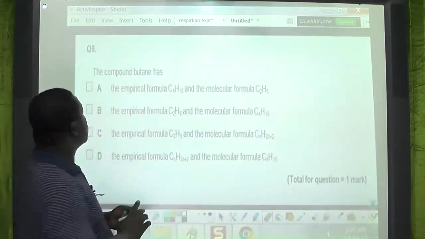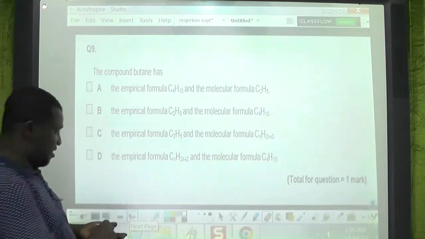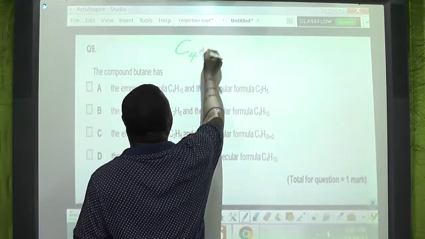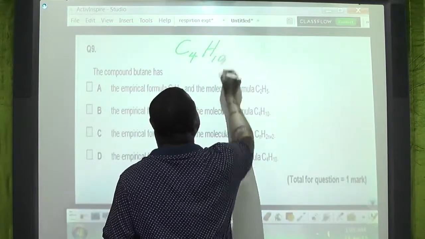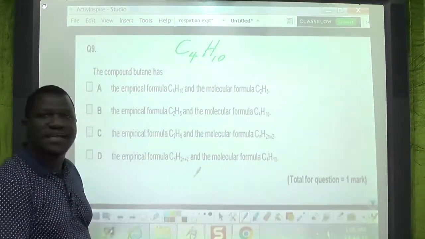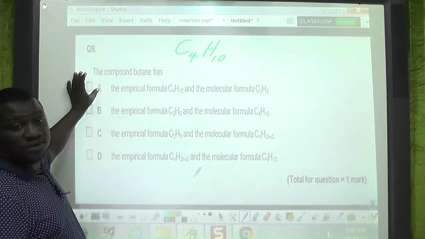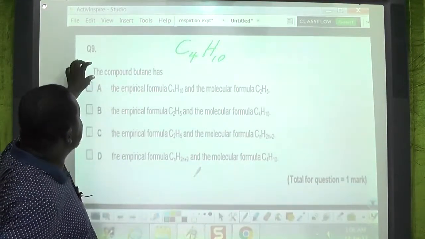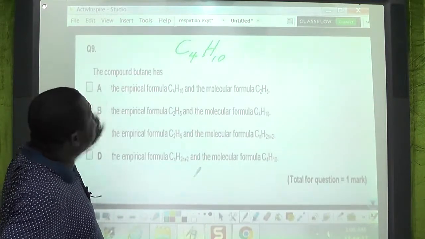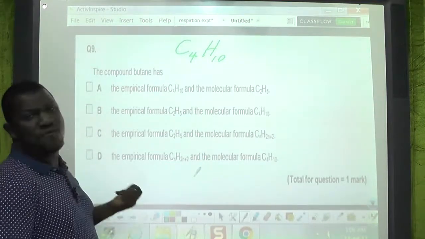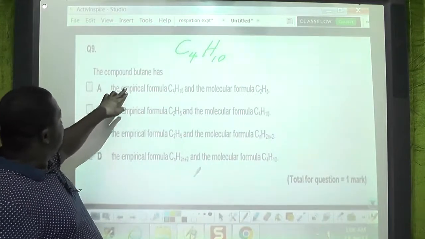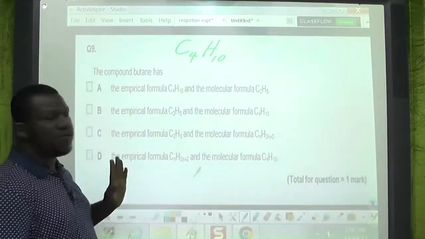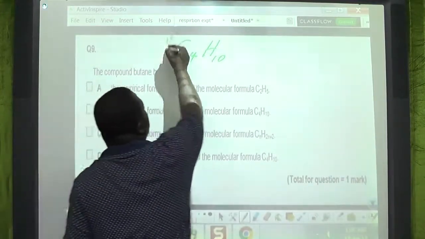Let's go to the next question, number 9. The compound butane, C4H10. Butane is an alkane, the 4th alkane in the homologous series. Now you remember this from your GCSE or IGCSE. The compound butane has an empirical formula of what? Everything you have here is empirical formula or molecular formula. First, this is the molecular formula.